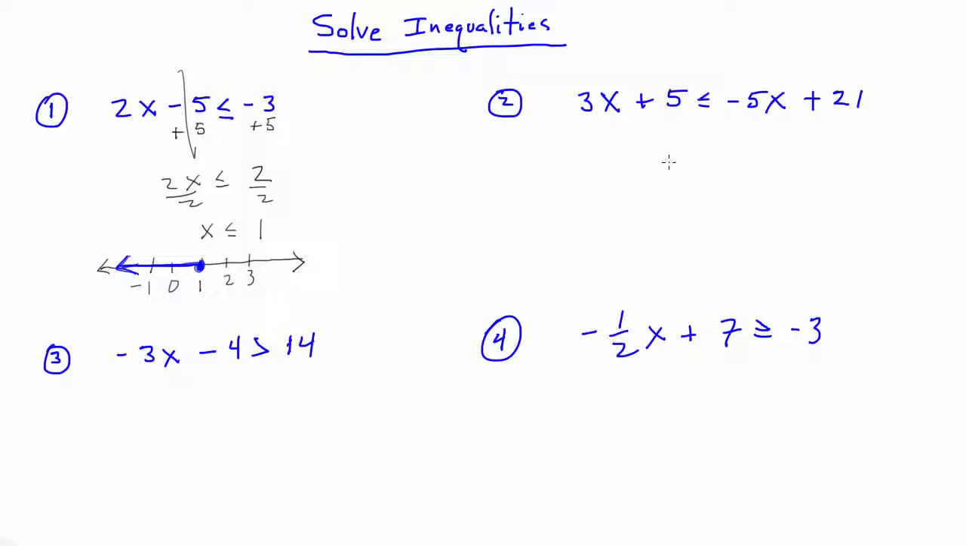Okay, number 2. Now this one, we notice that it has x's on both sides. So let's look at the smaller one. This is the smaller one. So we're going to add 5x to both sides. And over here we get 8x plus 5 less than or equal to, let's see, 21.